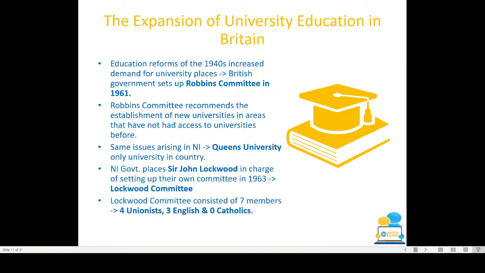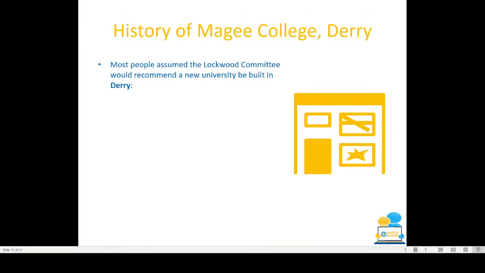And the controversy starts from here, really, because we can see the Lockwood Committee consisted of 7 members, 4 Unionists, 3 English, and 0 Catholics. We can see the controversy start around this, and we can start to see how Catholics feel like they were being isolated out of this decision to expand university education.